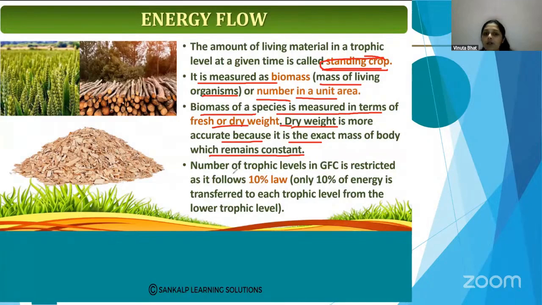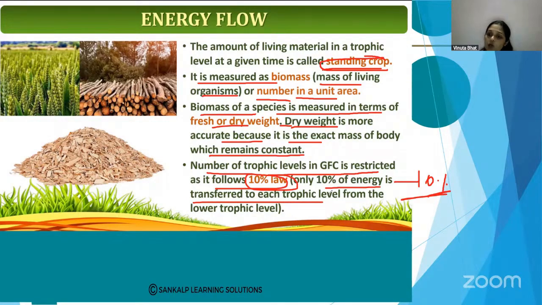The number of trophic levels in the grazing food chain is restricted, as it follows the 10% law. As I explained, under the 10% rule only 10% of the energy is transferred to the next level. The remaining is lost in the form of heat. So that is called the 10% rule.